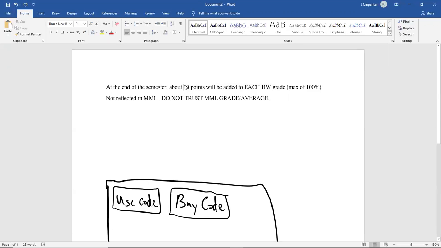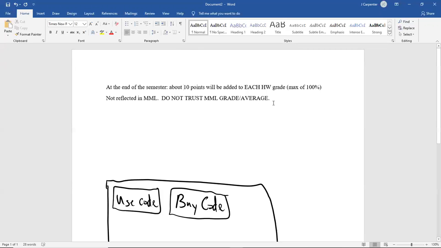So if you have a homework grade that's an 88, let's say I choose to do 10 points exactly. That means at the end, that homework in my book is a 98. If you have a grade that's a 10, in my grade book, it's a 20. If you have a grade that's a 99, in my grade book, it's a 100, not a 109, a 100. I only take it up to 100. So 90s turn into hundreds, 91s turn into hundreds, 95s turn into hundreds. Anything under a 90, you definitely get the 10 points.